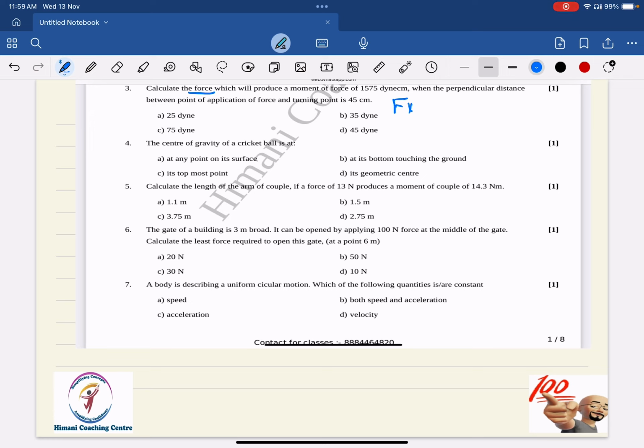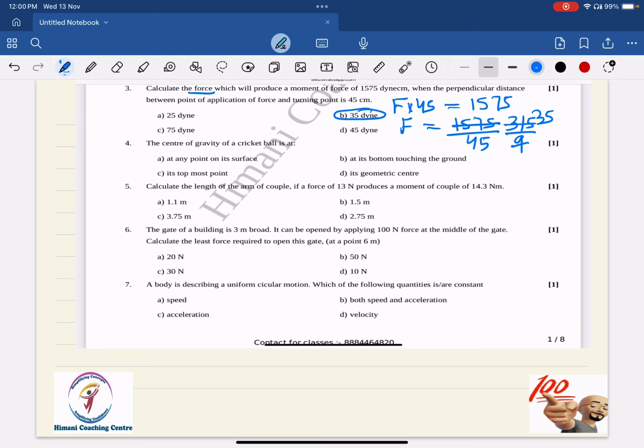So force times 45, which is the distance, is equal to moment of force, which is 1575. So the force is going to be 1575 divided by 45. Okay. Now, if you want to, you can do this. 5 threes are 15, 5 ones are 5, and this is 9. 9 threes are 27, and we get 35 dyne as the answer.